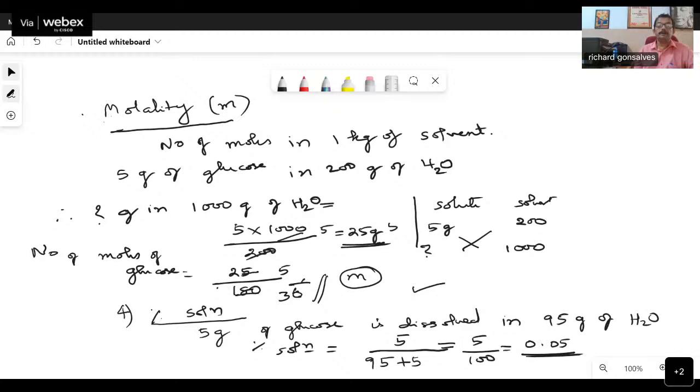When you find a percentage, you have to multiply by 100. Multiply here by 100. That will become equal to 5%. This is a 5% solution. That is called percentage solution. That is the fourth one.